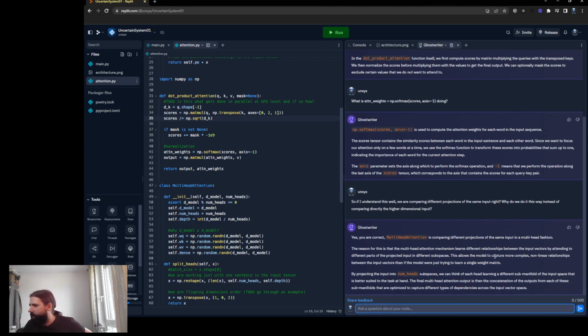The reason for this is that multi-head attention learns different relationships between the input vectors by attending to different parts of the projected input in different subspaces. This allows the model to capture more complex and nonlinear relationships between the input vectors than if the model were just trying to learn a single weight matrix. By projecting the input into num-head subspaces, we can think of each head learning a different submanifold of the input space that is better suited to the task at hand. The final multi-head attention output is then the concatenation of the outputs from each of these submanifolds, optimized to capture different types of dependencies across the input vector spaces.